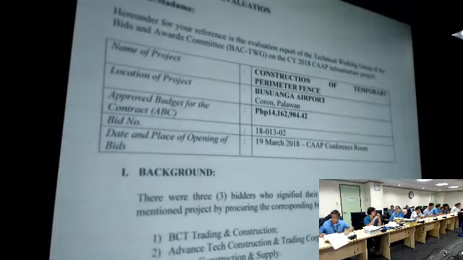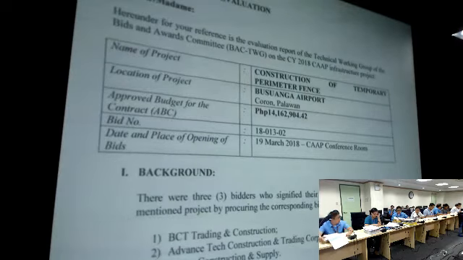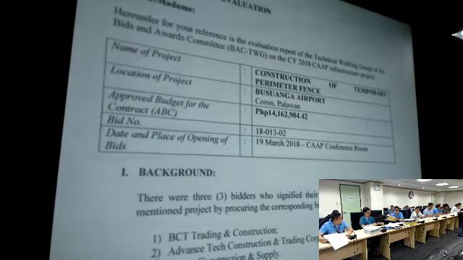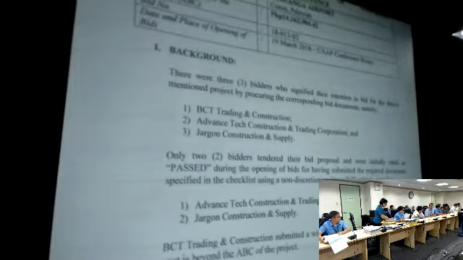Sir, next is the construction of temporary perimeter fence at the Swami Airport. Again, this is a DOTR downloaded project.